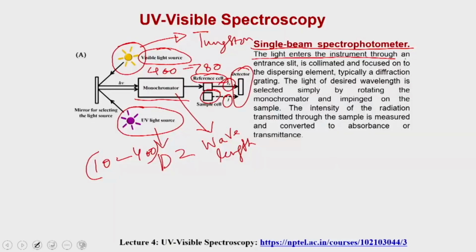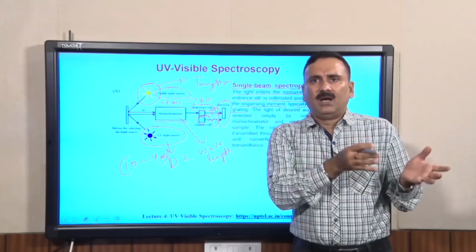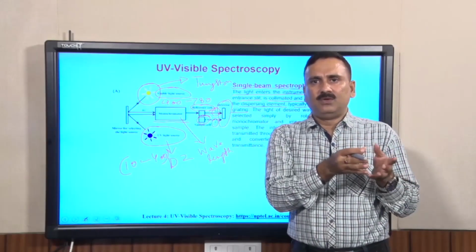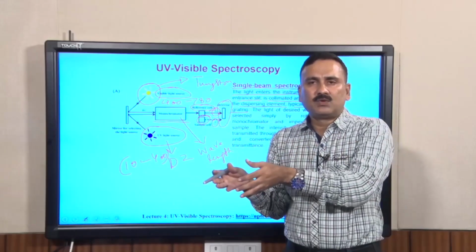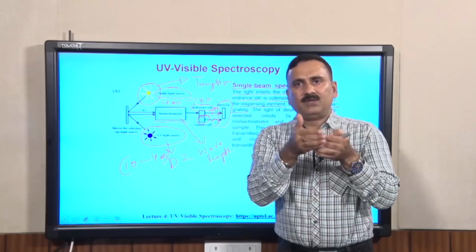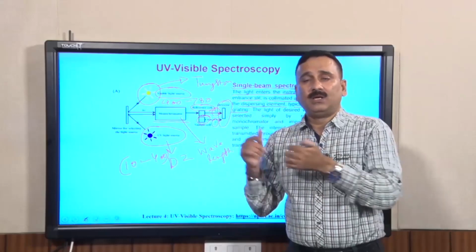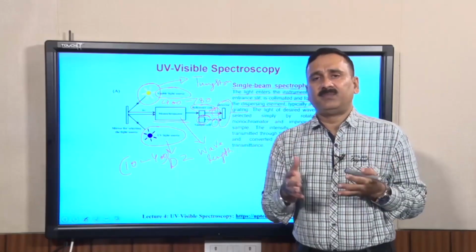Light enters the instrument through an entrance slit, is collimated, and focused onto the dispersing element, typically a diffraction grating, right. So, the monochromator could be a diffraction grating, or it could be a simple prism. You might have seen a prism in your 9th standard or high school, where you split sunlight into the 7 colors in those kinds of experiments.